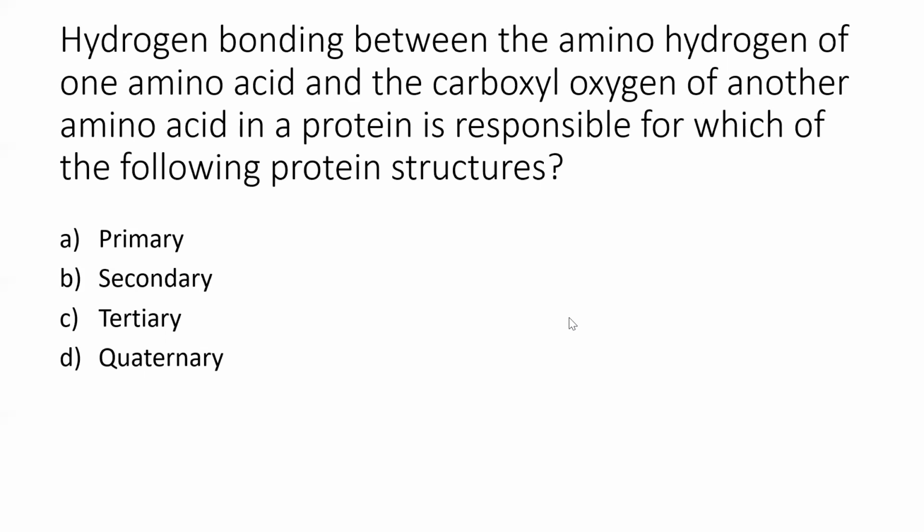All right, let's take a look. Hydrogen bonding between the amino hydrogen of one amino acid and the carboxyl oxygen of another amino acid in a protein is responsible for which of the following protein structures? Okay, overwhelming response for B, and B is correct. That's going to be the secondary structure.